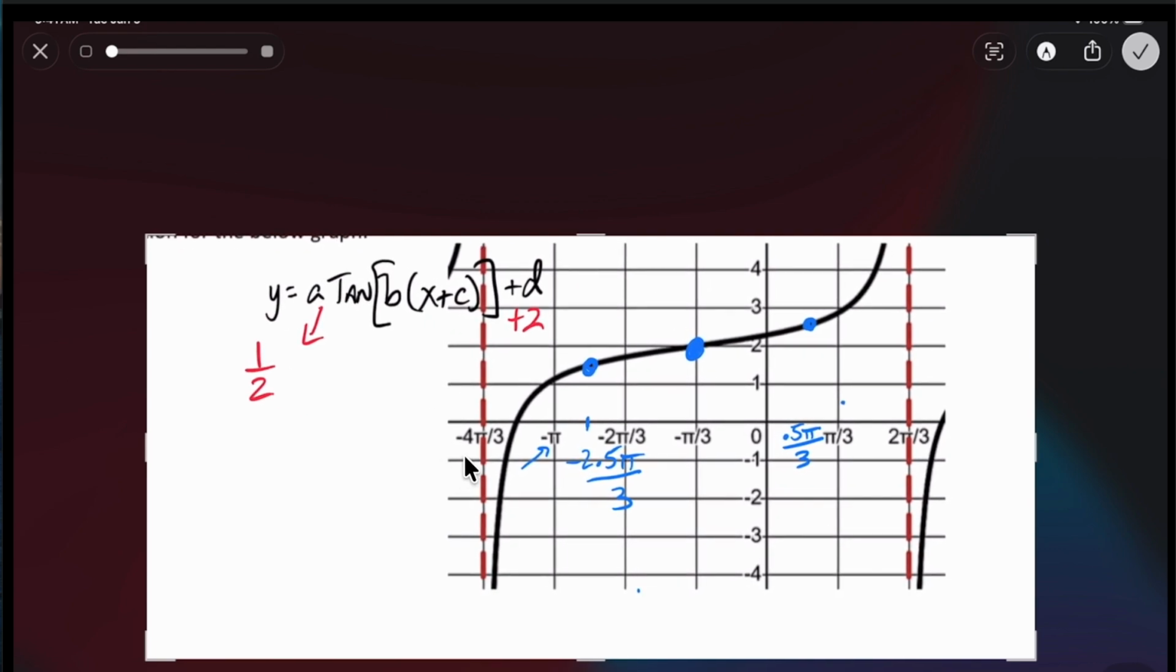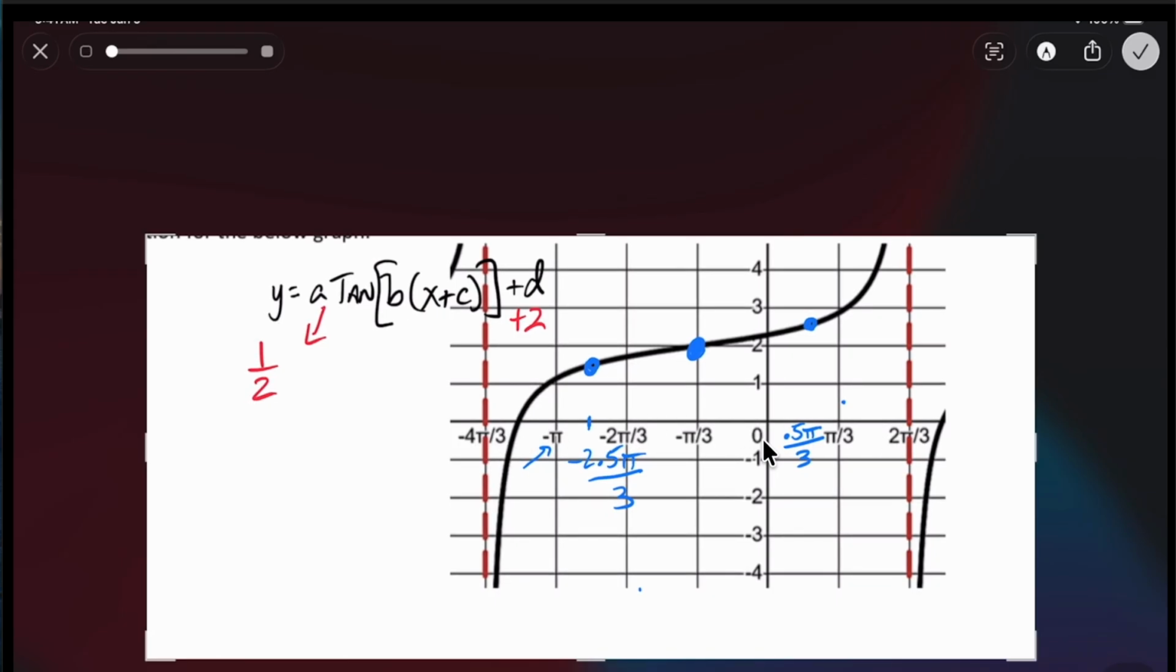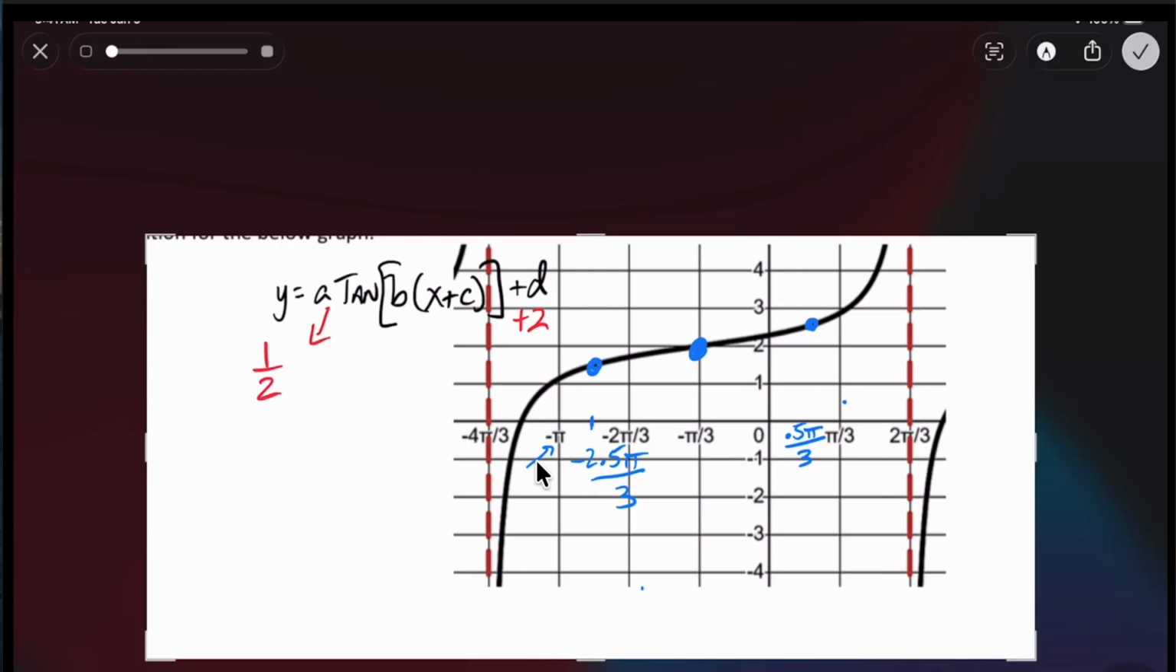Okay, let's get our b value. To do that, let's look at the period of the graph they give us. So it goes from negative 4 pi to 2 pi. That's a total of 6 pi over 3, otherwise known as 2 pi. This is 4 pi over 3 and another 2 pi over 3, 6 pi over 3, otherwise known as 2 pi. So the period of this transformed function equals 2 pi.